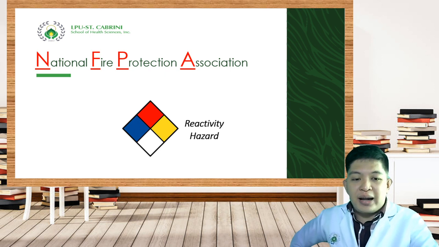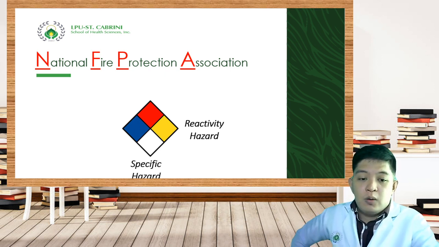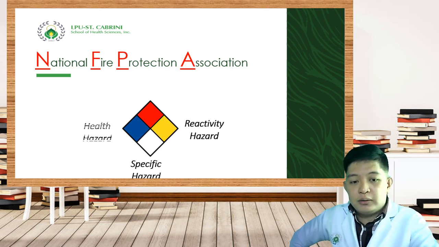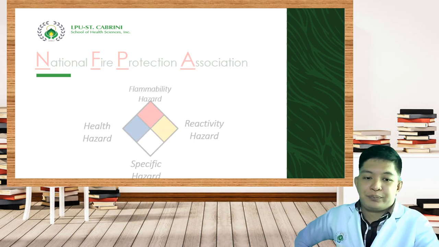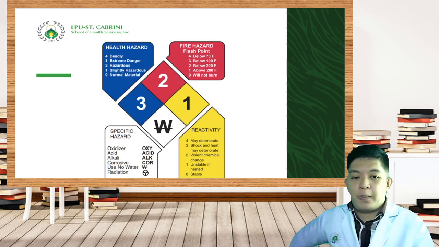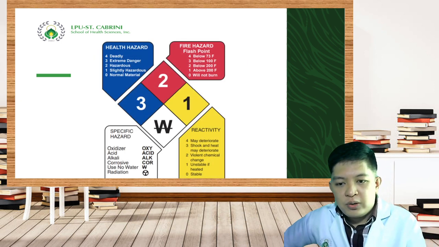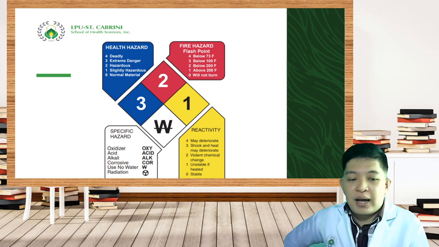Yellow is for reactivity hazard. White is for specific hazard. Blue is for health hazard. And red is for flammability hazard or fire hazard. Okay. So again, yellow ay reactivity.